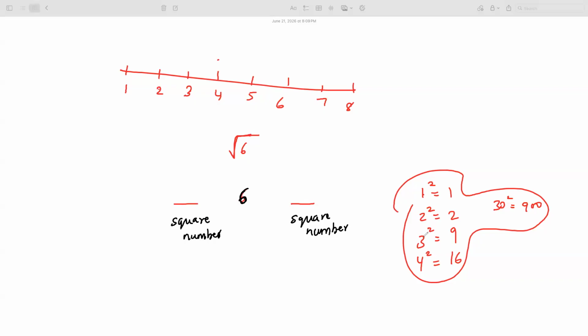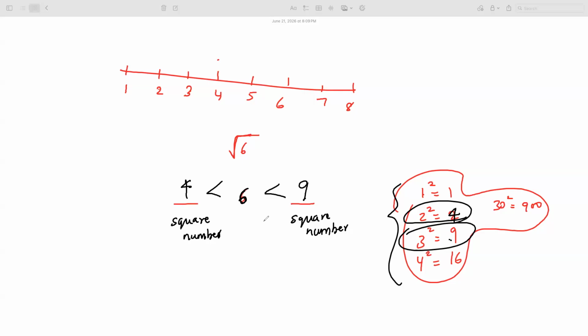The square number less than 6 is 4. See this table, I've written it down here. Square number less than 6 is 4. Good job. Greater than 6 is a 9. Now, please insert the sign. 4 is less than 6. 6 is less than 9. Make sense?